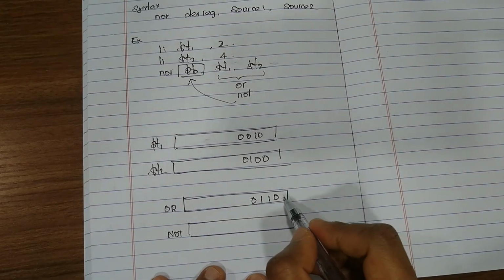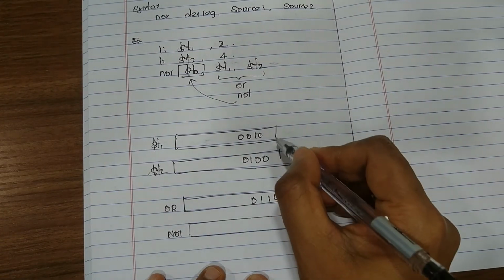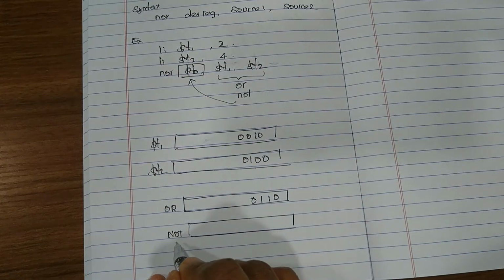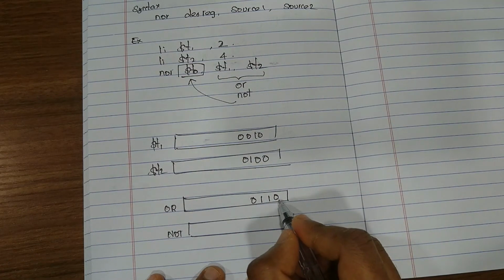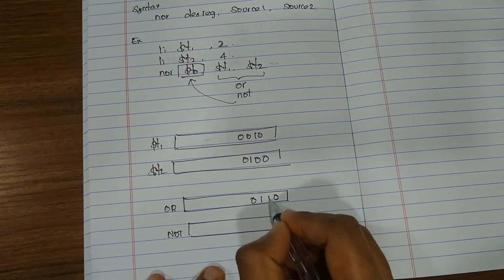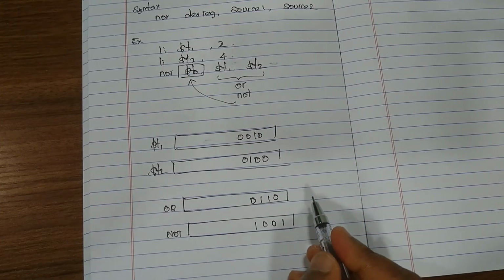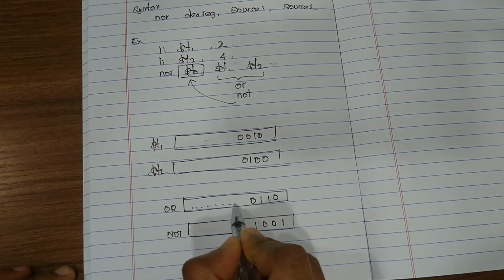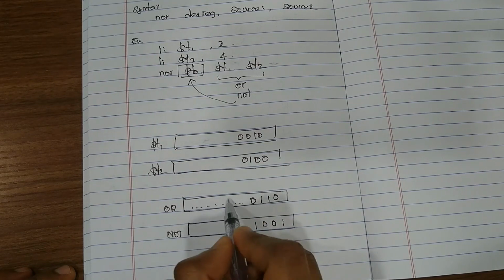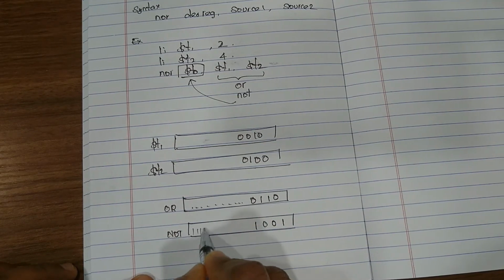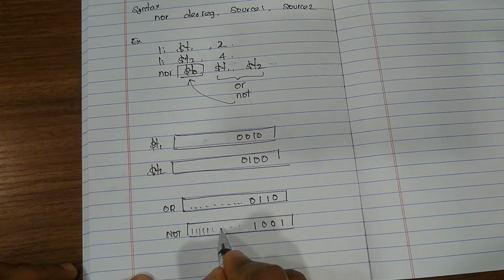So this is the OR of register T1 and register T2. Now let's do the NOT. In NOT, the 0 here becomes 1, 1 becomes 0, this one becomes 0 and this one becomes 1. By the way, we have 32 bits, so all the leading zeros become 1, 1, 1, 1, 1, 1. So you will be writing 32 bits. When you count the number of bits, you should get 32 bits.